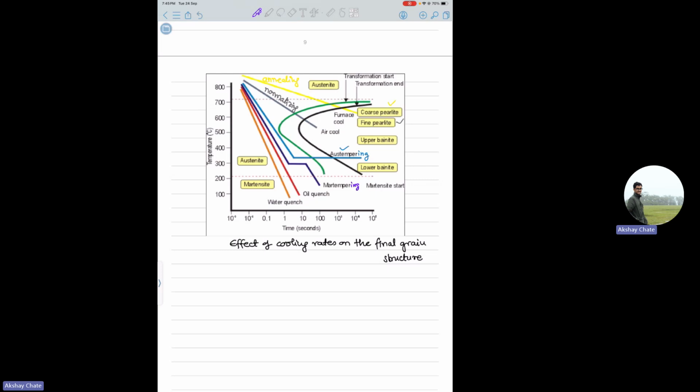And then oil quenching and water quenching are there. They will obviously give you martensite. Aus tempering will give you bainite at the end. Mar tempering will give you martensite at the end. And quenching will also give you martensite, but the residual stresses will be higher in quenching. So people usually do some heat treatment processes after quenching also. Okay, so this is the broader idea.